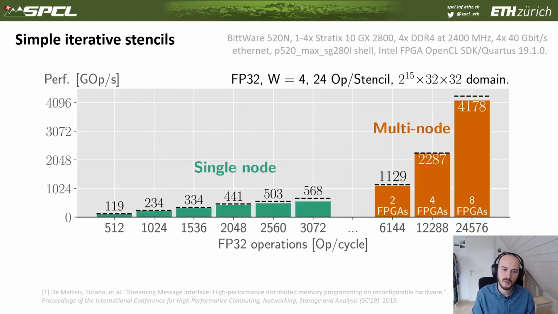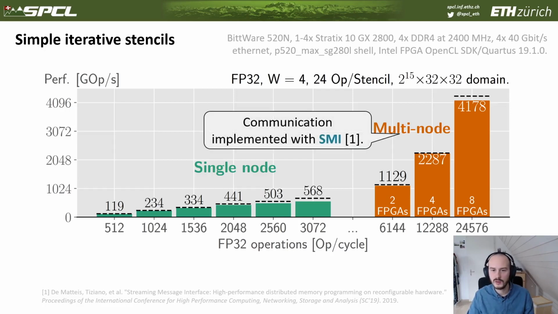If we scale this up, we see that as we increase the amount of parallelism, we get performance up to when we've exploited the full device here, at 570 gigaflops for a vectorization width of 4. But we also continued scaling this, across 2, 4, and 8 FPGAs, to get all the way up to 4 teraflops across 8 FPGAs for this stencil code. And we implemented communication using the Streaming Message Interface framework, which is a framework for achieving MPI-style communication, but through a streaming interface, which is the native programming model for FPGAs.